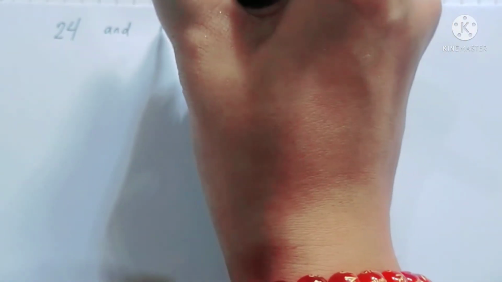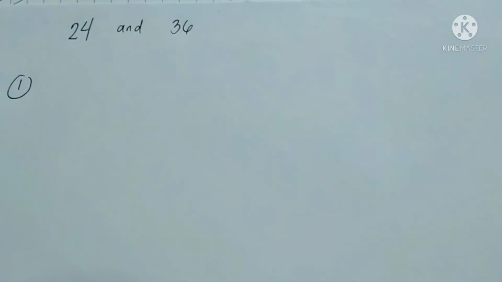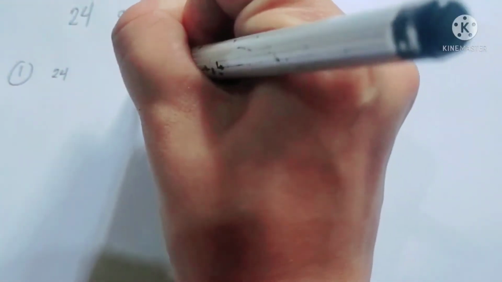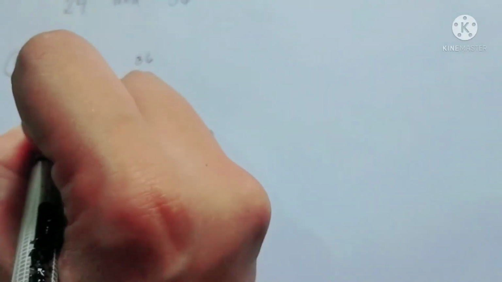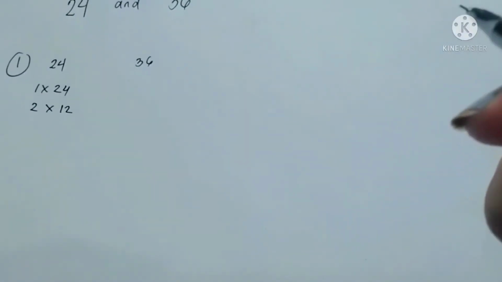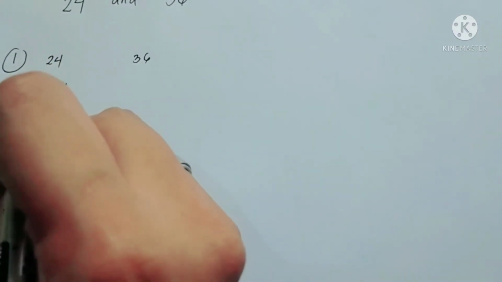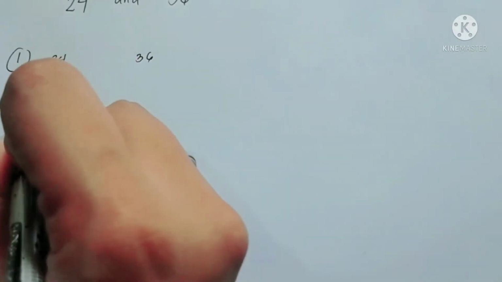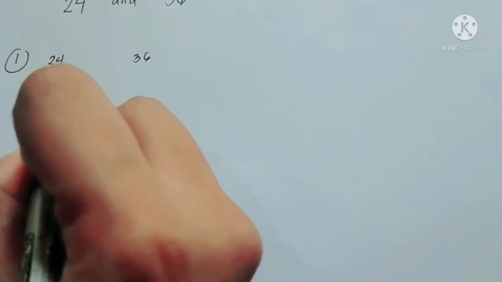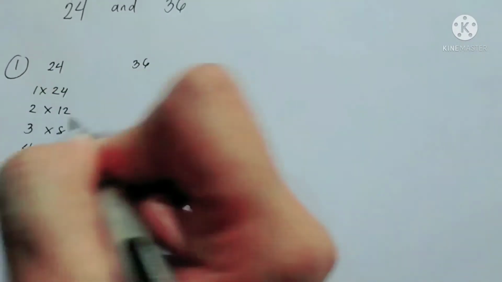So, hahanapan natin ng GCF si 24 and 36. Unahin natin gawin ang listing method. So, 24 and 36. Sa 24, 1 times 24, 2 times 12, kasi 2 times 12 is 24. Sino pa? Iisip tayo ng mga factors na pwede nating pag-timesin para makuha natin si 24. 3 times 8 and 4 times 6.